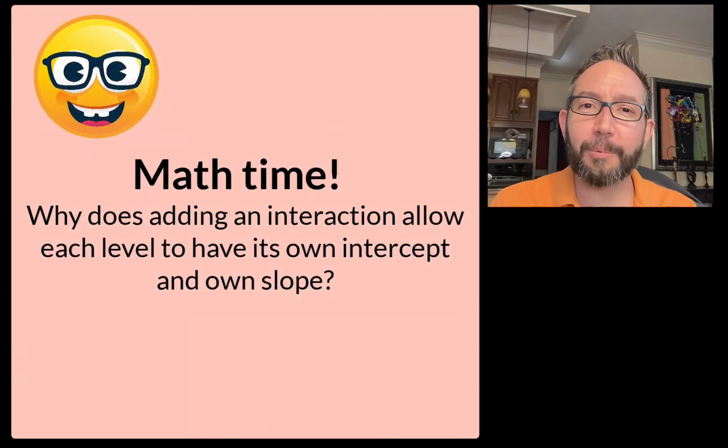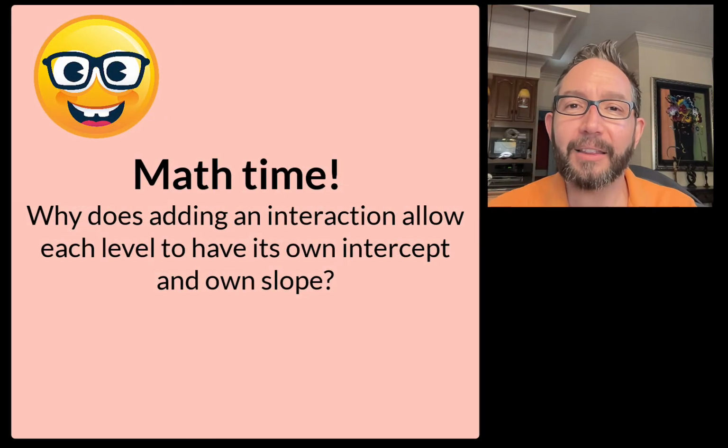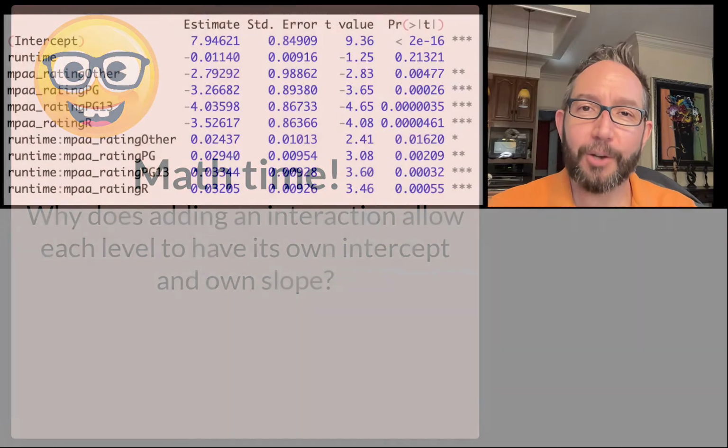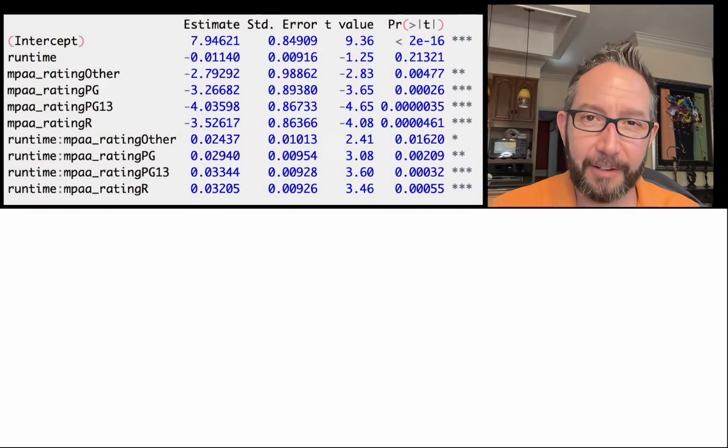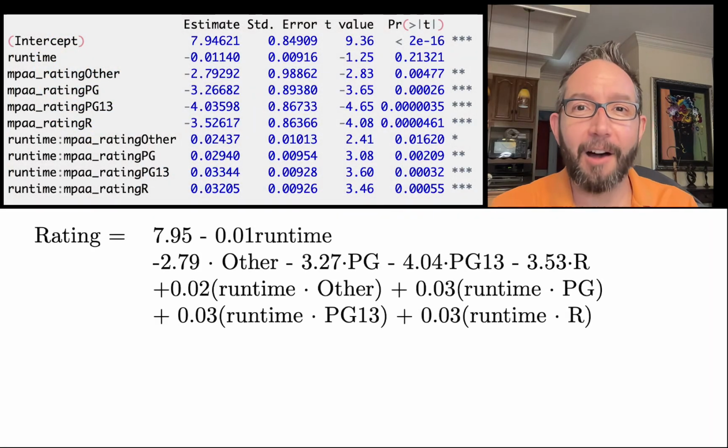So why does this work? Well, let's math it out to see why adding an interaction term allows each one of these MPAA ratings to have a different slope and different intercept. So if we go and write out the entirety of our regression equation, it's a long equation.